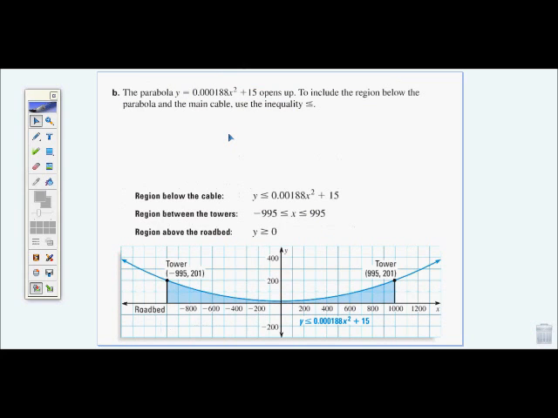To figure out the other parabola, the parabola y equals 0.000188x squared plus 15 opens up. So to include the region below the parabola, the main cable uses a less than or equal to. Then you'll see that shading outside of that main parabola. The region below the cable would be this formula. The region between the towers is going to be this, and the region above the roadbed would be this. Again, substituting that in, we can find our shaded area.